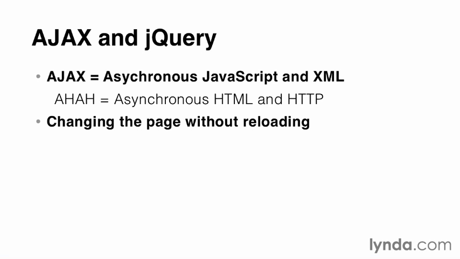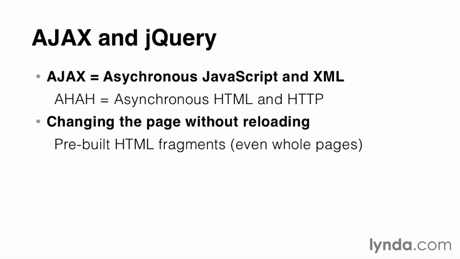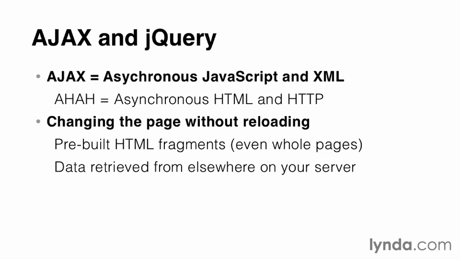We can retrieve data from somewhere and then use it to change stuff on the page as the visitor is looking at it. This is used all the time on the web. Now, there are various sources we can use for updating the page. One is pre-built HTML fragments, or even whole pages. So that's what AHA is, where you use JavaScript to make a call out to somewhere, usually on your own server, grab a chunk of HTML, and then insert it somewhere on your page, usually in response to an event of some kind. You can also just use arbitrary data retrieved from somewhere else on your server.